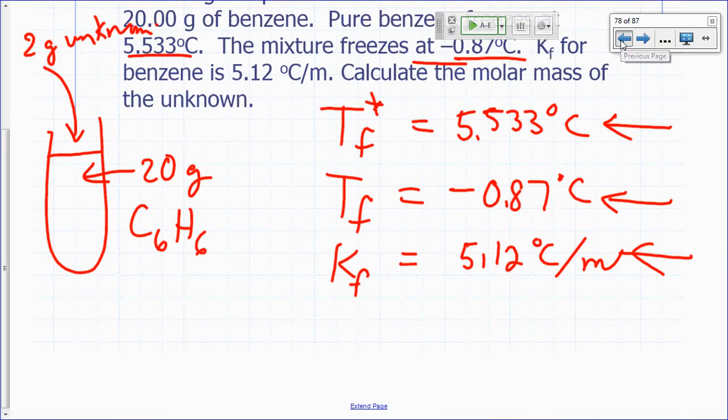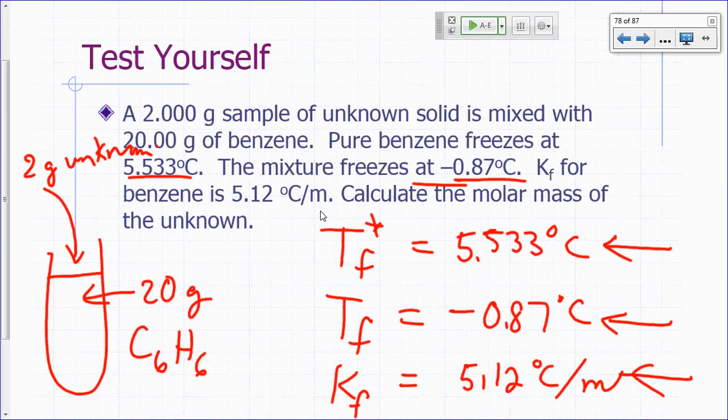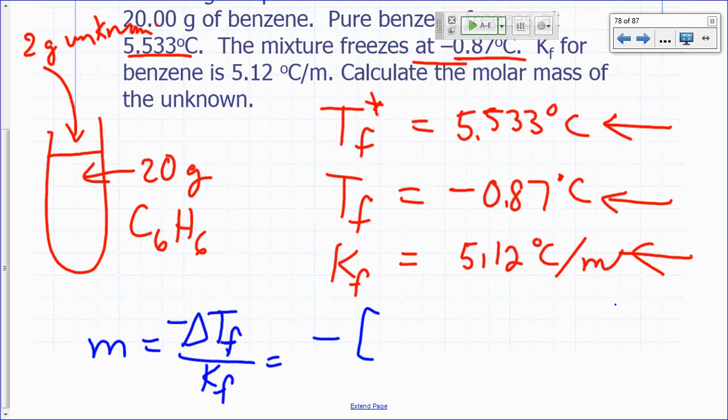Let's go back to our strategy, our diagram. From the colligative property, what do we do? We can calculate the osmolality, the total molality of solute particles. So let's do that first. What's our osmolality? It's negative delta TF over KF. What's our delta TF?